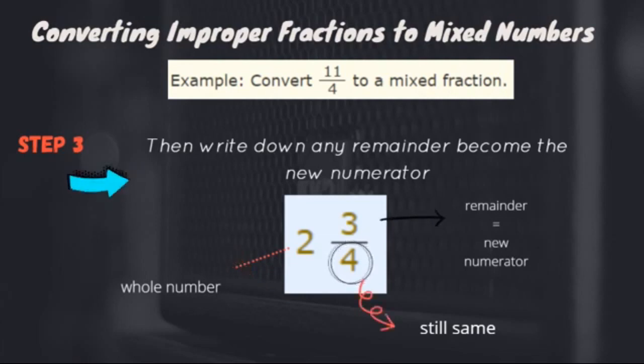Remember, don't change the denominator, keep it the same. That's why we still have number 4 as the denominator. Once again, 2 is the whole number and 3/4 is a proper fraction. The combination of them becomes a mixed number.